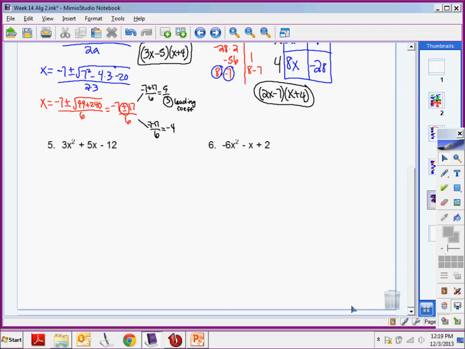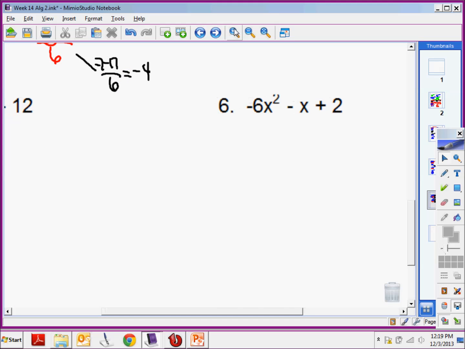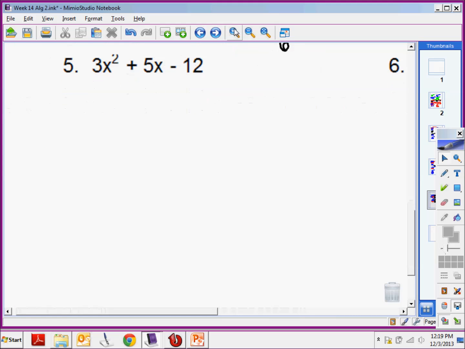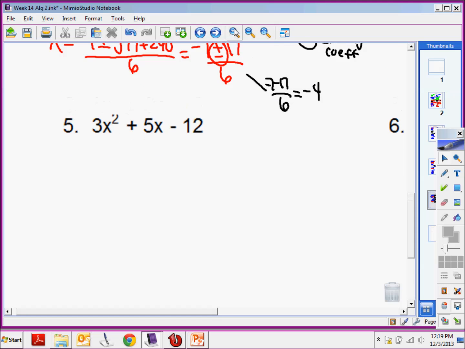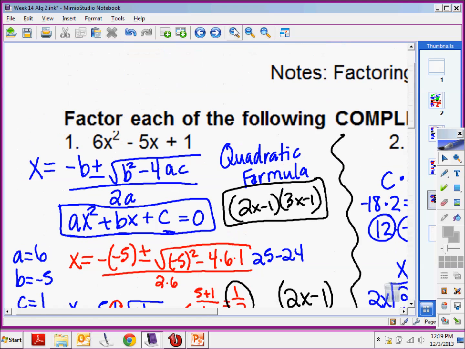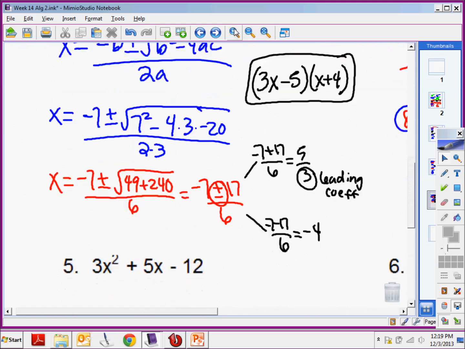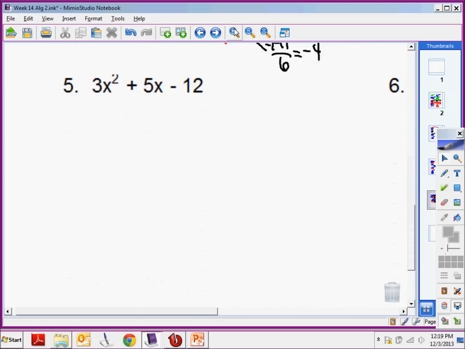All right, here we go. Now for 5 and 6, we're going to learn the graph method. Just like with all these problems, the very first thing you should check is if you can factor anything out. Can I find a GCF automatically? Is there a GCF here? No. Do I have a negative leading coefficient? No. So I'm good to go.